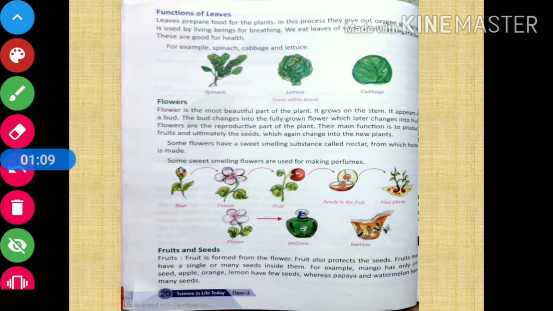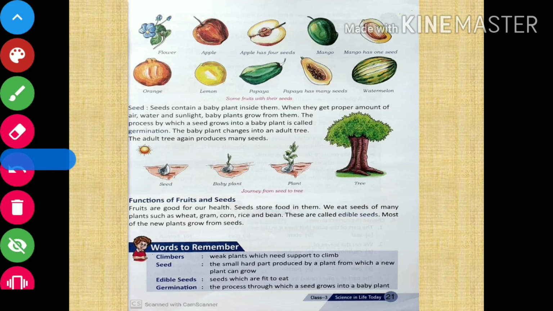Now let us discuss fruits and seeds. As we got to know, fruit is formed from the flower. In some fruits there is only one seed and in some there are many seeds. For example, mango has only one seed, whereas papaya and watermelon have many seeds. Here, as you can see, a picture is given of some fruits with their seeds.